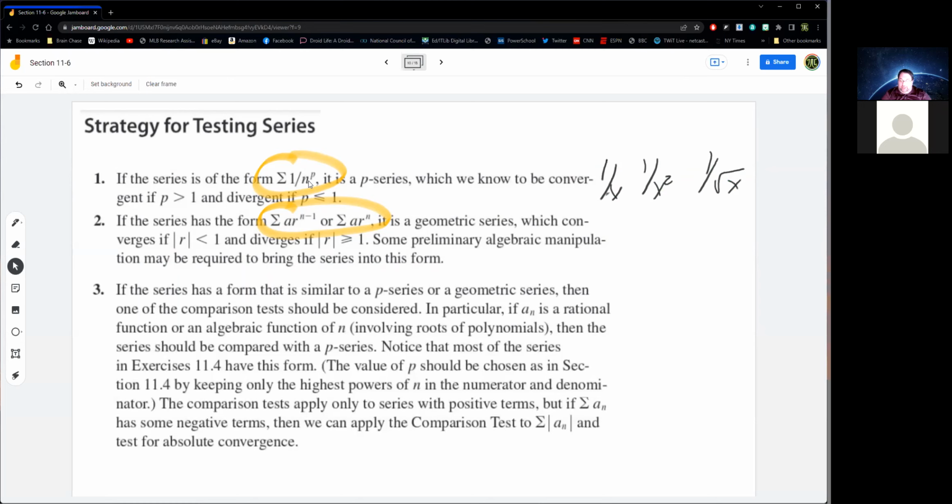Your geometric series: 3 times 1/2 to the nth power, 1/3 times 5 to the nth power. Those are going to be geometric series. Notice the exponent is where the power is. So I can do n plus 1 there, you can do n minus 1. It doesn't make a difference as long as the nth piece is there.